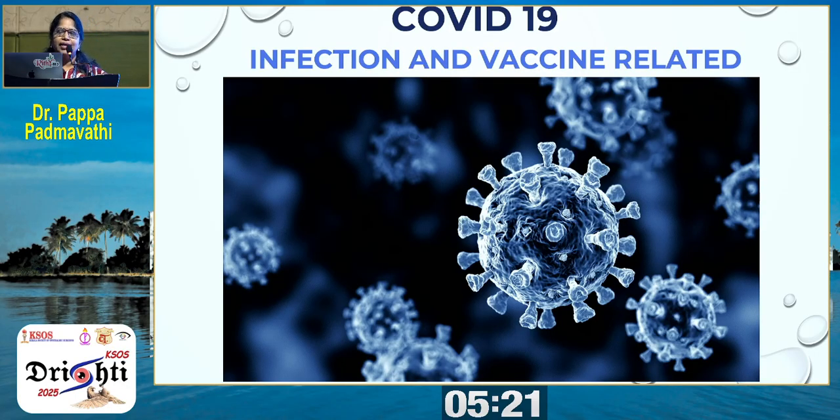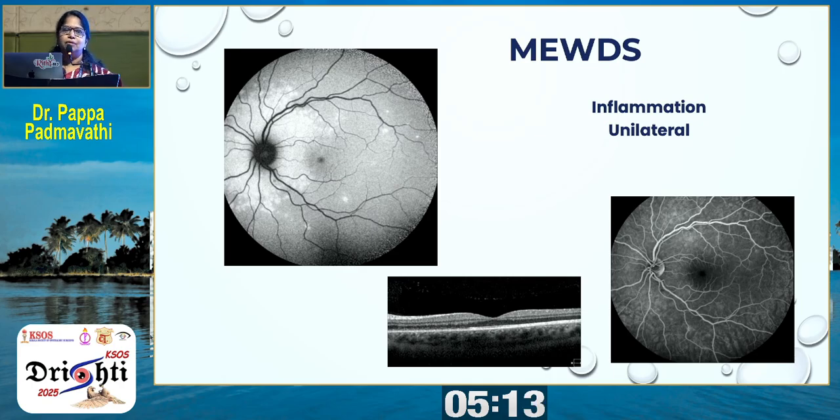It can produce panuveitis and frosted branch angiitis. Now COVID-19: retinal lesions are seen in infected persons as well as post-vaccination. The common presentation is multiple evanescent white dot-like syndrome. You can see the white dots distributed more in the peripapillary area, and it is usually unilateral. It is due to inflammation and responds to steroids also.